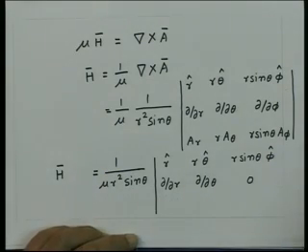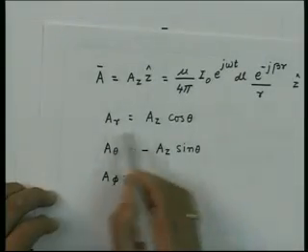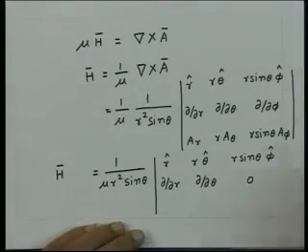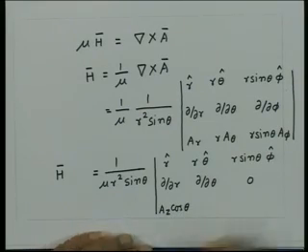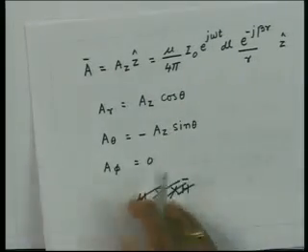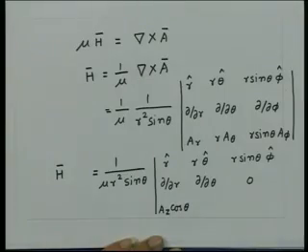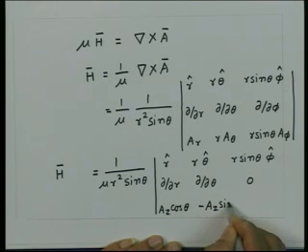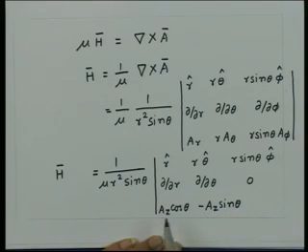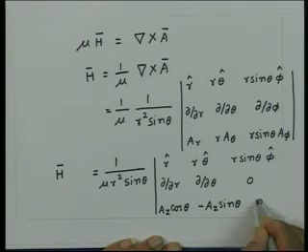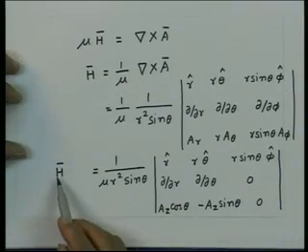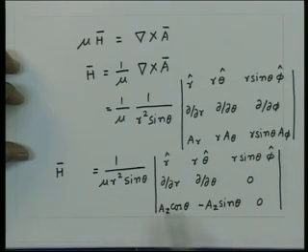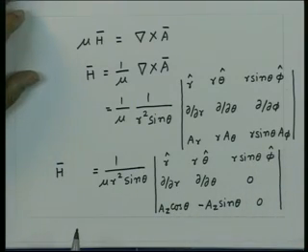Then the r component, A_r, is A_z cos theta. The theta component is minus A_z sin theta, and the phi component is 0. So the vector magnetic field is essentially given by the determinant, which is this.